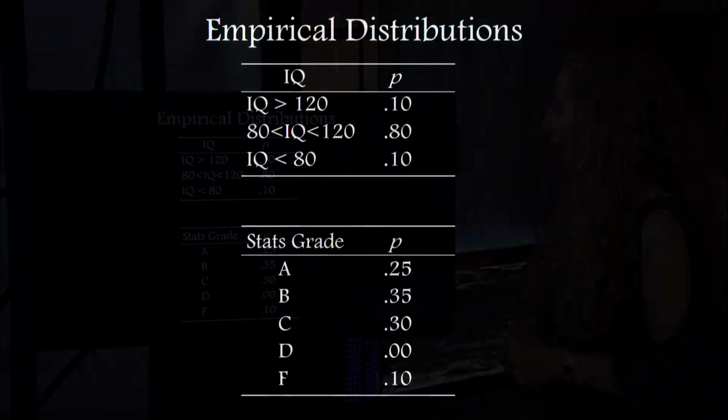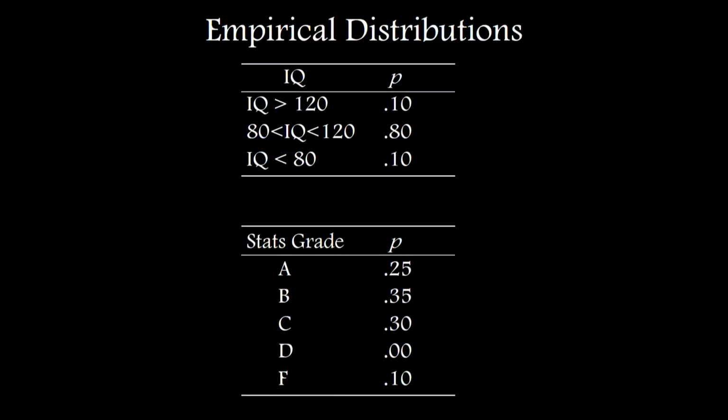Down here at the bottom, I actually threw this up because I'm really proud of this. This is my distribution of stats grades last time I taught this course. Last time I taught the course, 25% of my students got an A, 35% of my students got a B, 30% of my students got a C, nobody got a D, and only 10% of my students last time I taught this specific course failed the class.